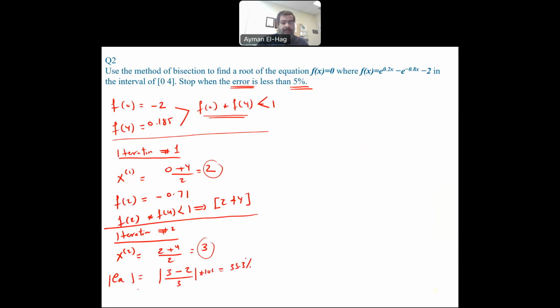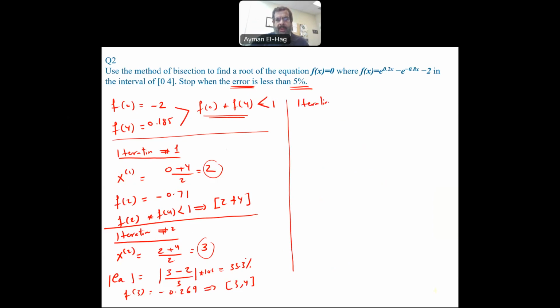Okay, now we need to find f of 3, which is equal to minus 0.269, and hence now the new interval will be between 3 and 4, because the value at 4 is positive, at 3 is negative, so it has to be between these two. Now we'll go to iteration number 3.